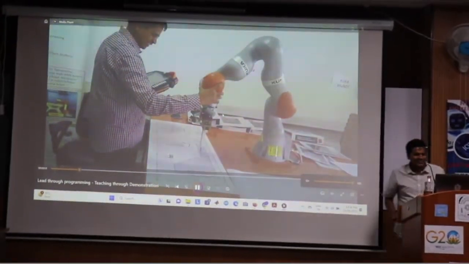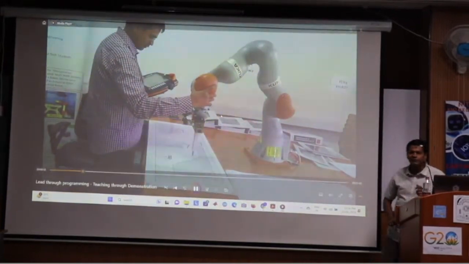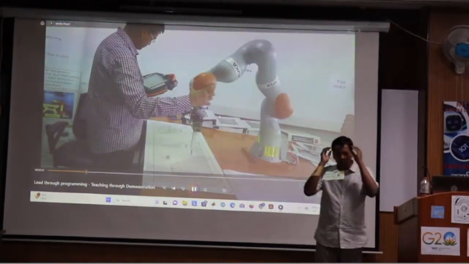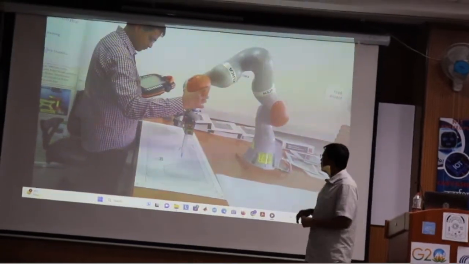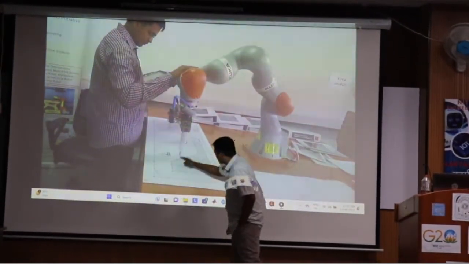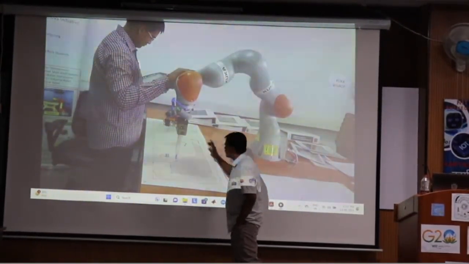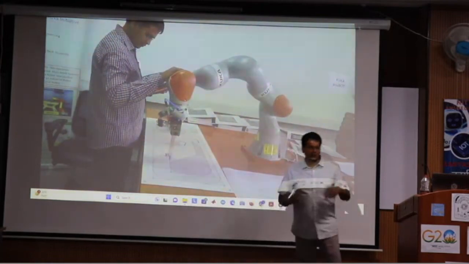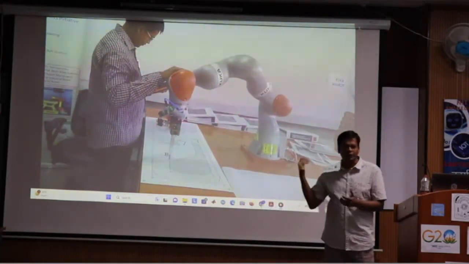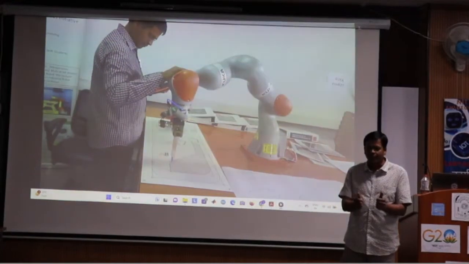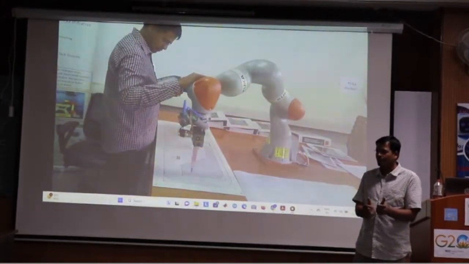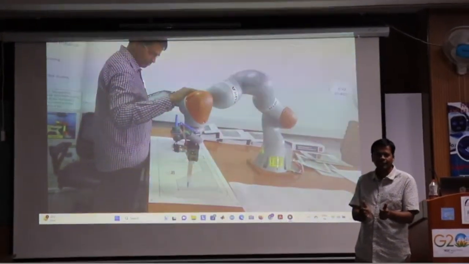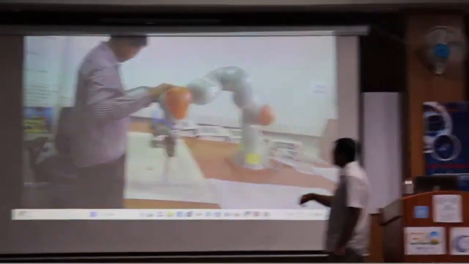So there was a KUKA person who was giving me this training to make this robot go wherever it wants. So I'm just dragging it to different points, right? In order to teach this. So normally industrial robots are not taught this way. You have to drag it using jogging keys. Go left, left, left, left, right, right, right, right, like that. But this one can be dragged.